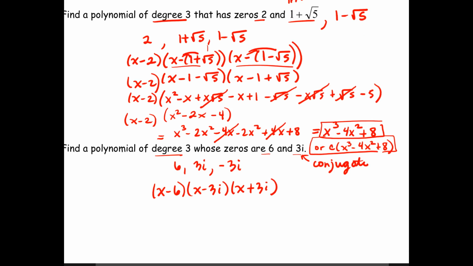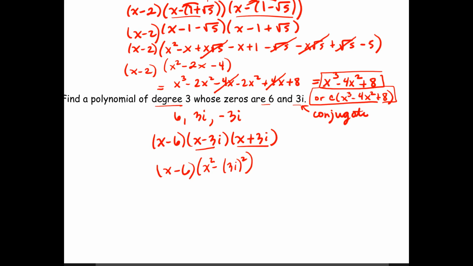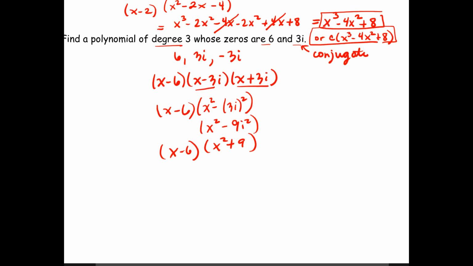Now this does match the pattern a minus b, a plus b. So if you multiplied these two first, you would get x squared minus b squared, so minus 3i squared. Oops. I still have that x minus 6 out front. That becomes x squared minus 9i squared, which is actually x squared plus 9. So if you had multiplied that all out, you would get x cubed minus 6x squared plus 9x minus 54.